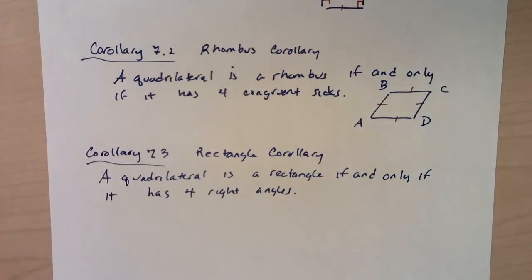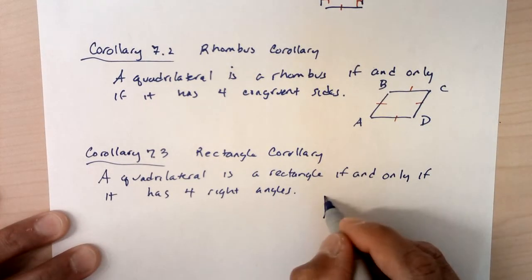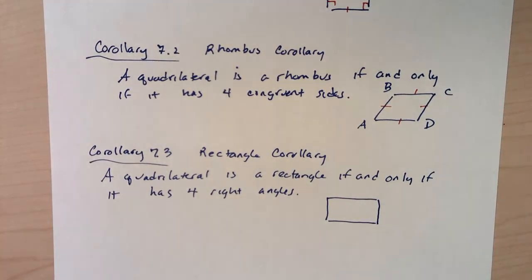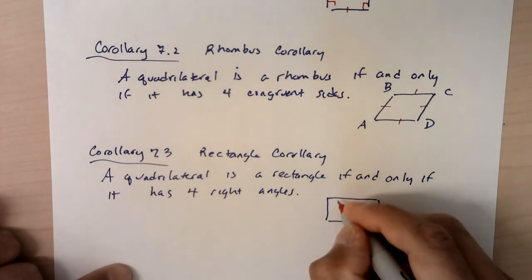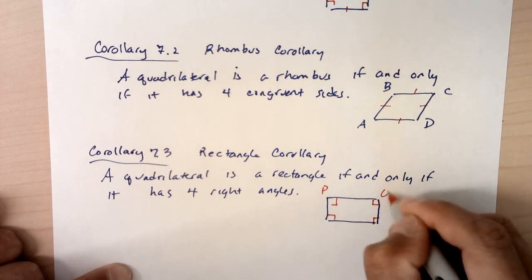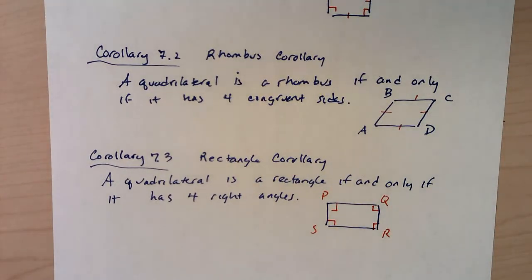Similar to the rhombus corollary, we also have the rectangle corollary. A quadrilateral is a rectangle if and only if it has four right angles. Here's my quadrilateral, call it PQRS. If it has four right angles, then the quadrilateral is a rectangle.